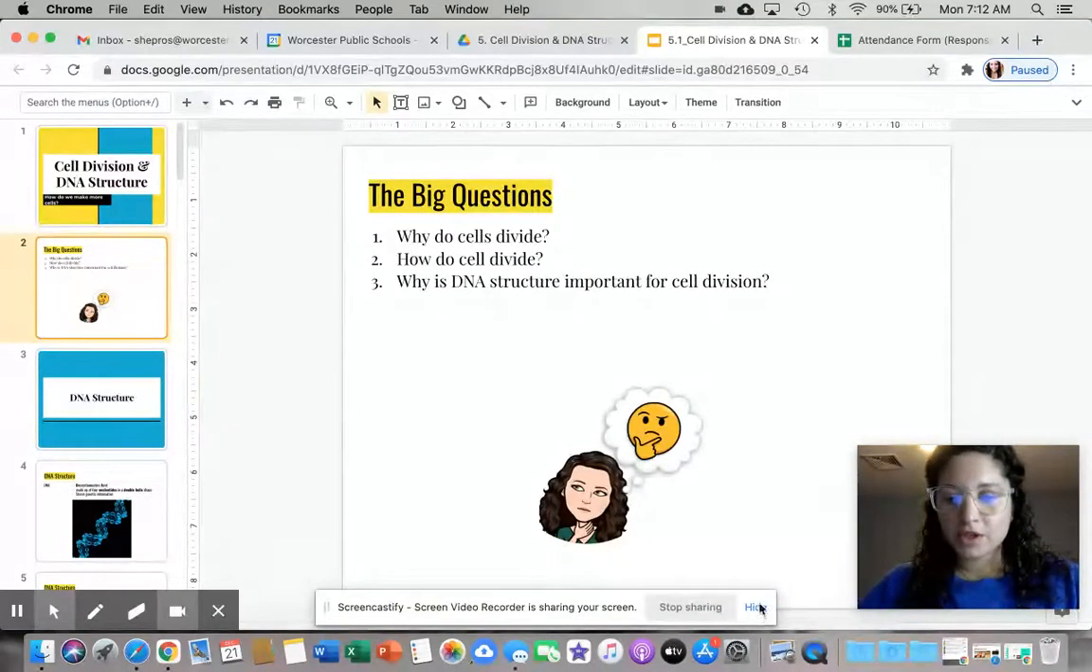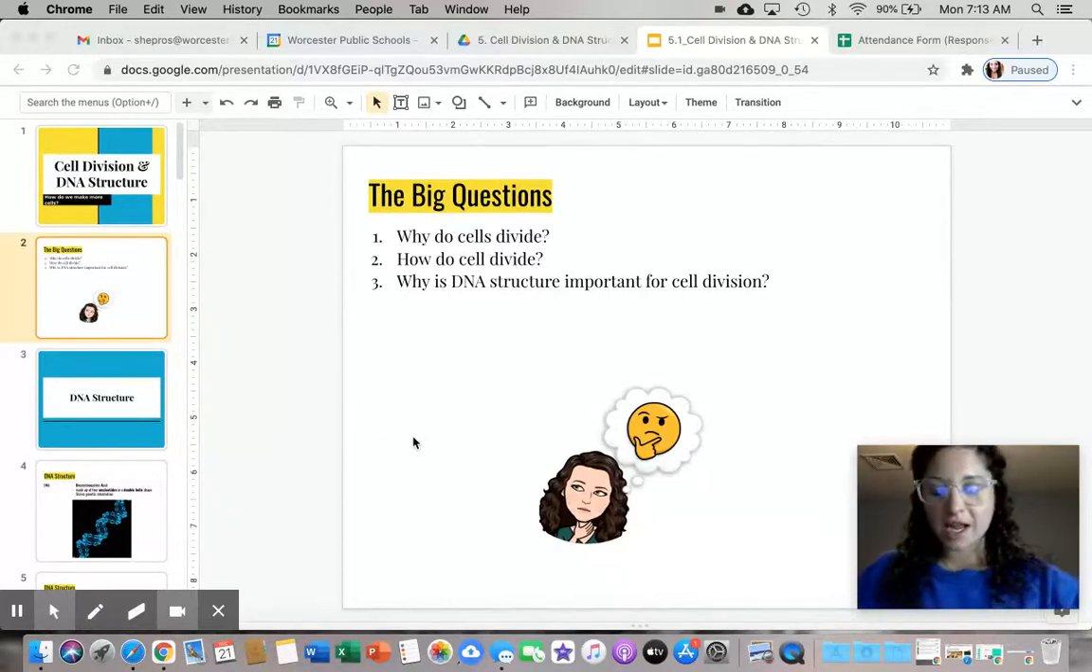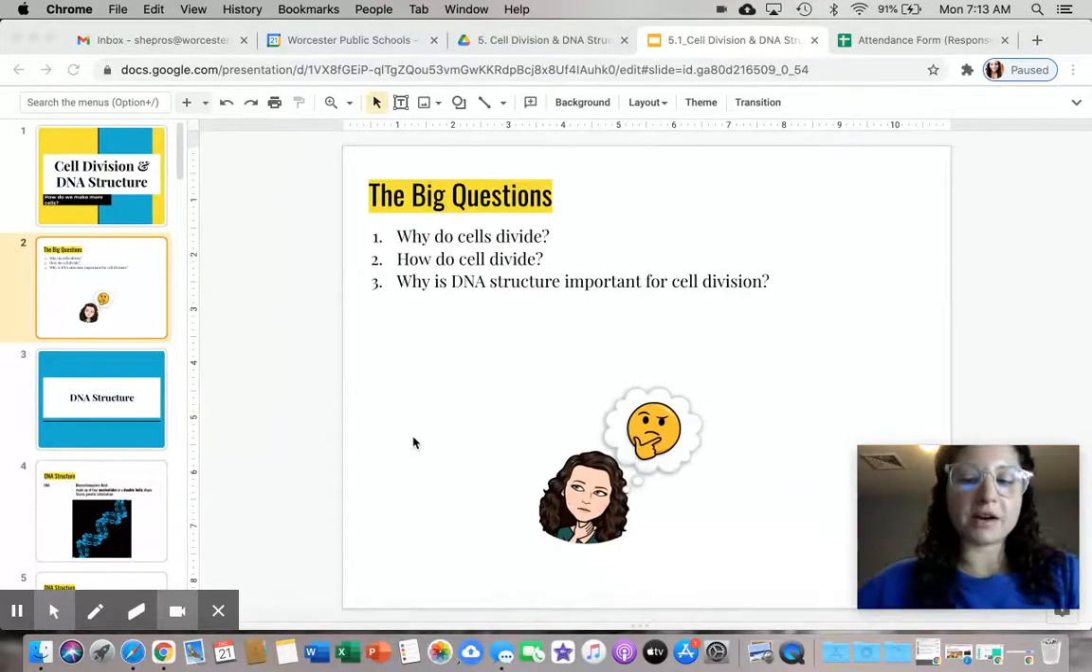So some questions we're going to be trying to answer over the course of this unit are: why do cells divide? Like, why do we need to make new cells? How do cells divide? What does that process look like? And then why is DNA structure important for cell division? So why is it important to understand the structure of DNA, how it's put together, so that we can better understand its function in terms of cell division? Because remember, every cell needs a full copy of DNA.